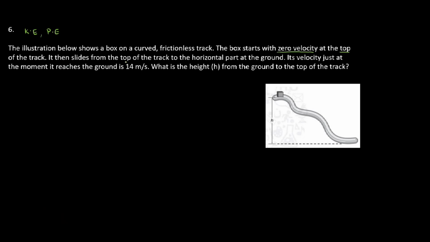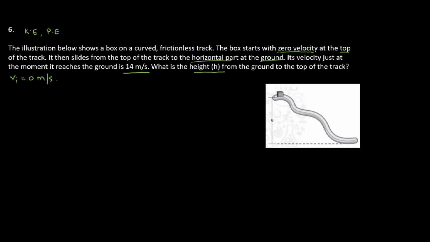It then slides from the top of the track to the horizontal part at the ground. Its velocity just at the moment it reaches the ground is 14 meters per second. What is the height h from the ground to the top of the track? So here they have given me a box which is on the top of a track, and the velocity of the box on the top, I will call it v initial, is 0.